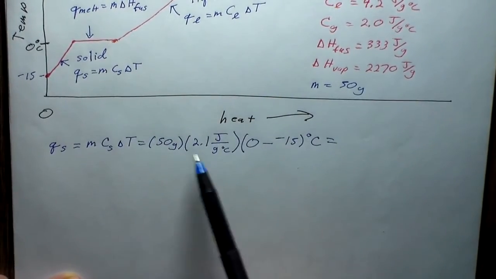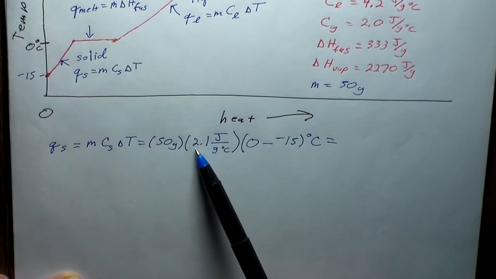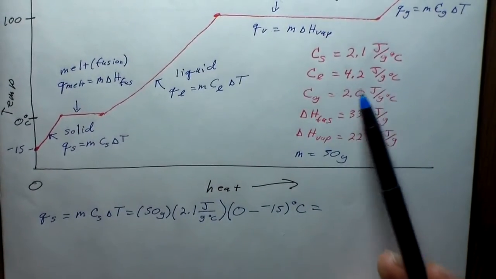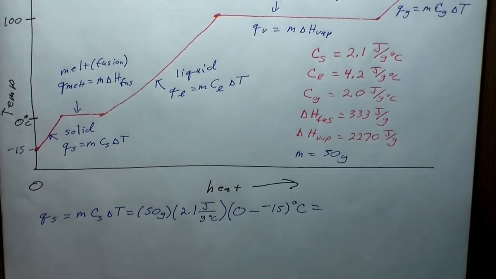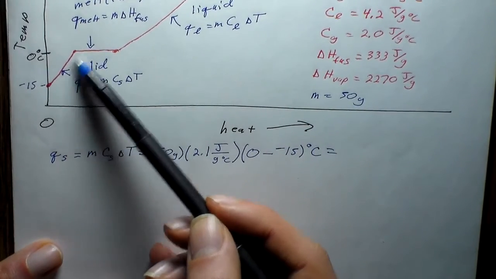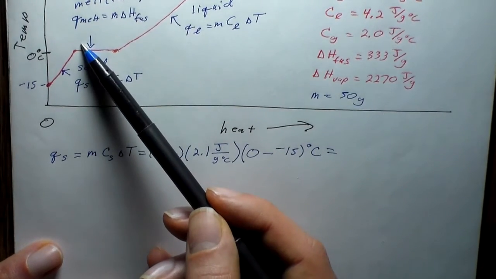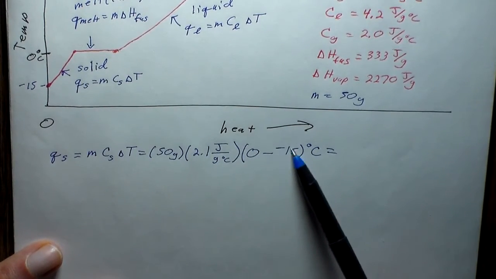Okay, so what we have here is my mass, which we've just arbitrarily chosen to be 50 grams. The heat capacity, which we have up here, is 2.1 joules per gram degree Celsius. Again, this is for the solid version. And then my temperature change. Notice here we're going from negative 15 up to 0 degrees Celsius. So my final is 0, my initial is negative 15, so it's 0 minus a negative 15.